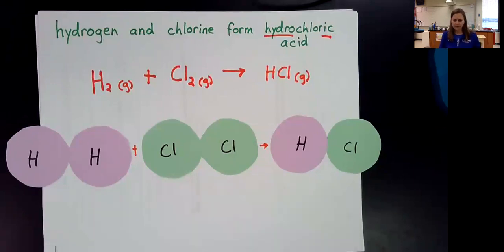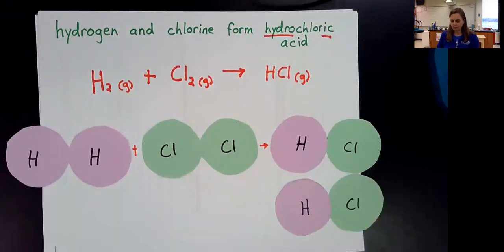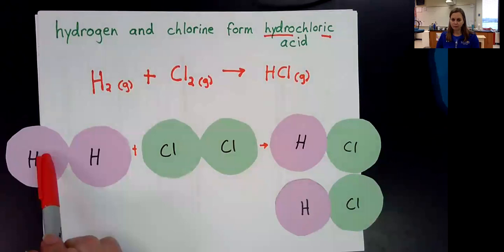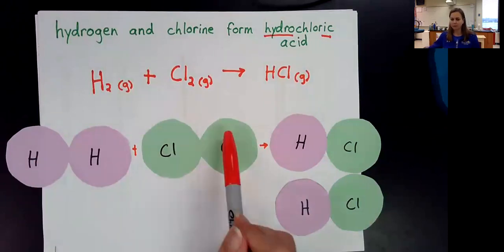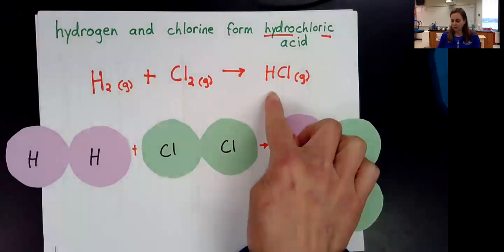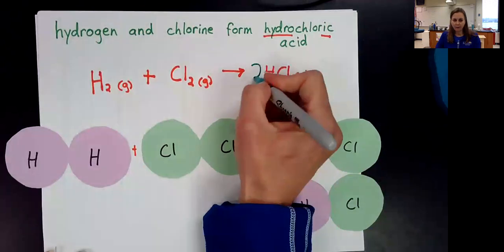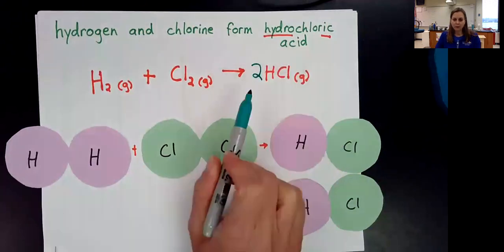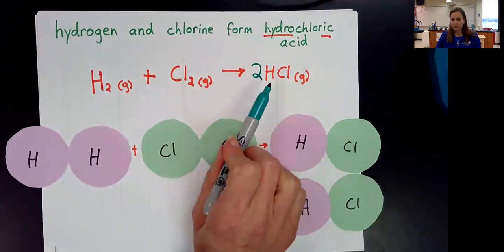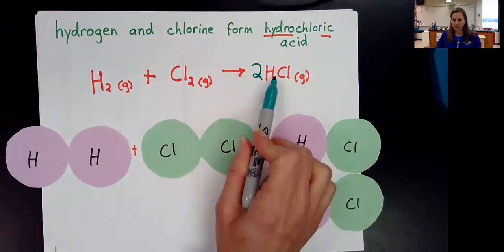Well, for this one, it's pretty simple. We're just going to put another hydrochloric acid molecule on this side. Now we have 2 hydrogens here and 2 here, 2 chlorines here and 2 chlorines here, and now we have a balanced chemical equation. So how do we represent that in our equation? If I have 2 of this molecule, I put a coefficient of 2 in front of the molecule's formula. That coefficient 2 tells me that I have 2 of this whole thing. That means I have 2 hydrogens and 2 chlorines, but they're 2 separate molecules.